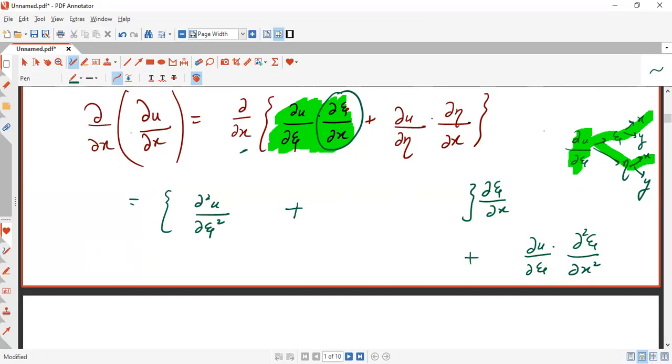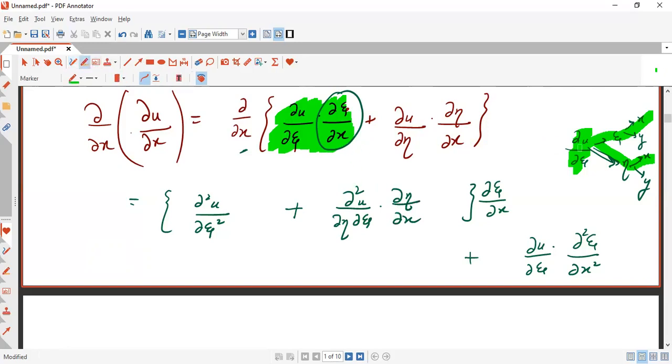Thus, now del u by del z, I know that it is also going from eta to x. So what will you do? Del u upon del z, you will differentiate with respect to eta first, it will become del square u del eta del z into del eta upon del x. Can you observe how we are coming to this? This is an important part, children.